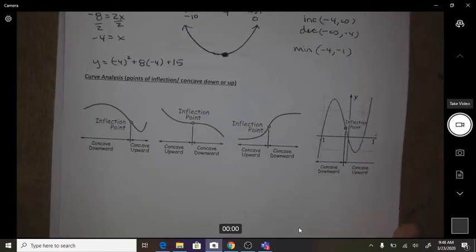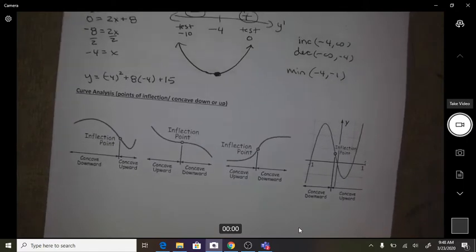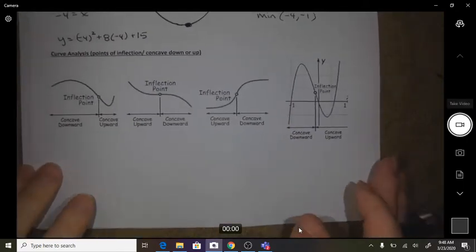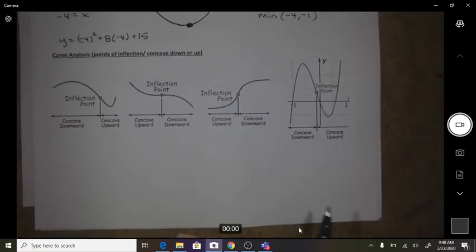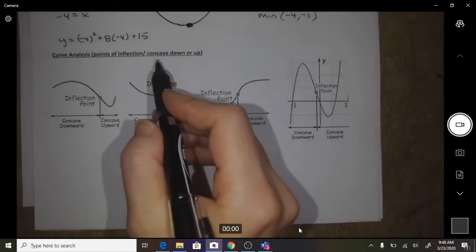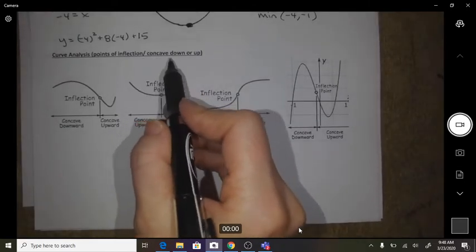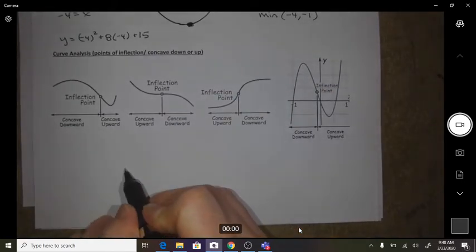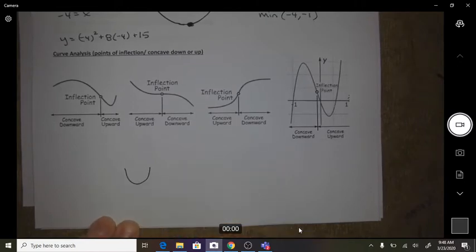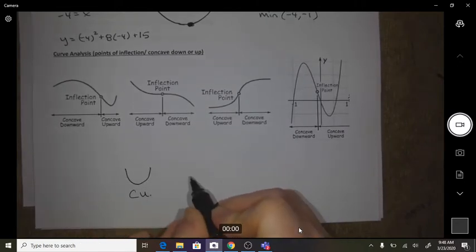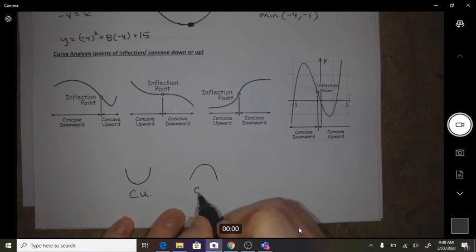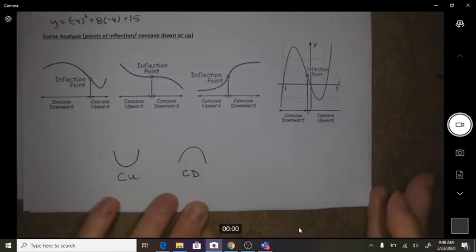Okay, lesson 2, we're going to analyze curves again. This time, instead of just figuring out where they're increasing or decreasing, we're going to figure out where they're concave up or down. So you have to understand what concave up and down is. A shape like that is concave up, and this is concave down.